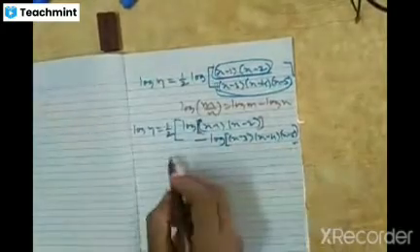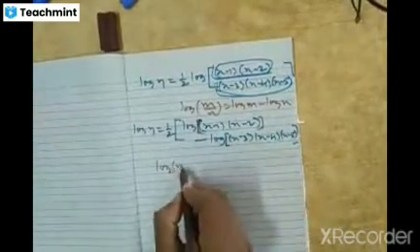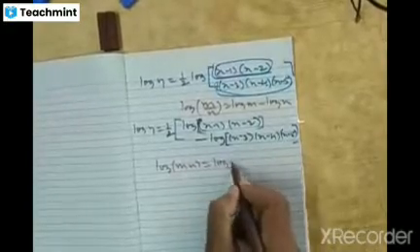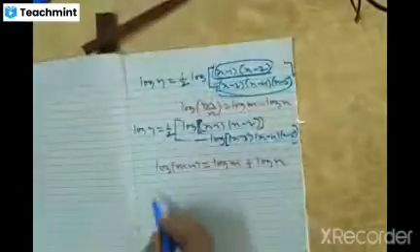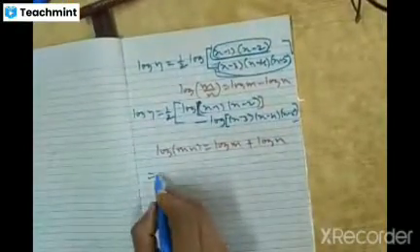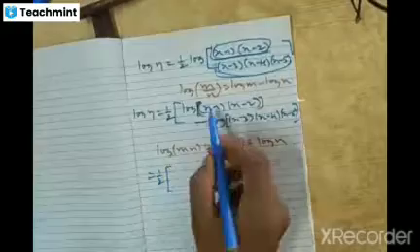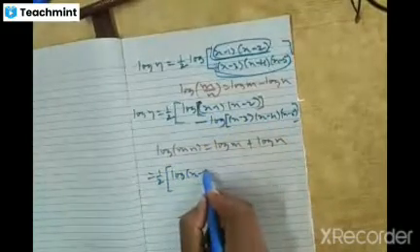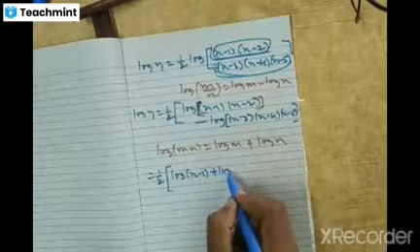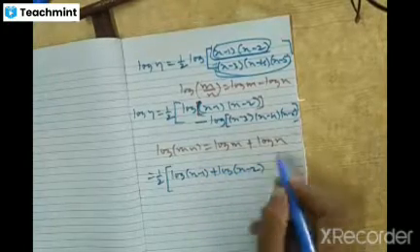So, now we know that log of m into n is log m plus log n. So, using this property, I can write the right hand side as half into log of m into n is log m plus log n. So, log of x minus 1 plus log of x minus 2.